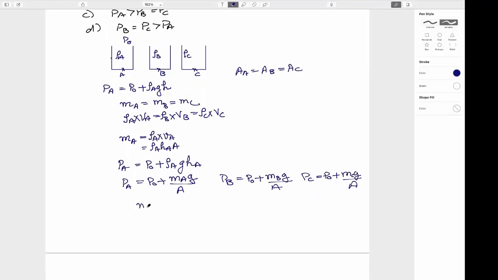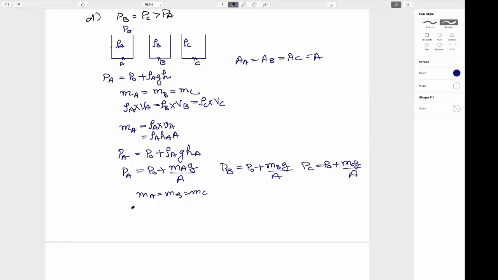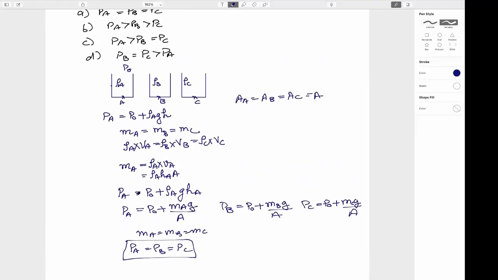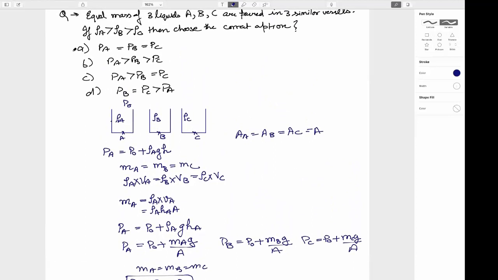Now we know that MA is equal to MB is equal to MC. I am taking AA is equal to AB is equal to AC to be capital A. So what we get is PA is equal to PB is equal to PC. That's a very nice question. So the correct option is this.